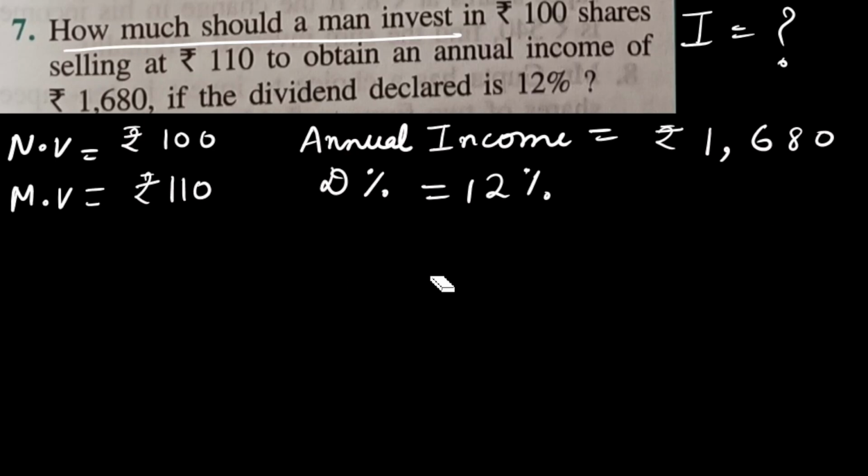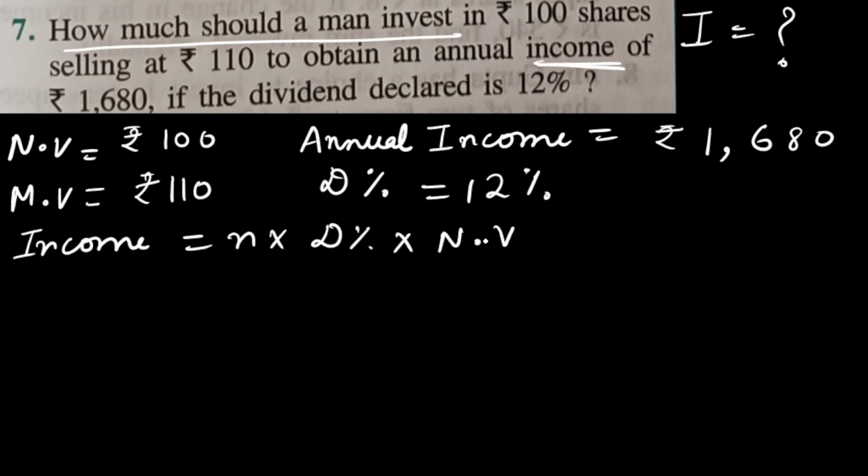So the income formula I'll use. Income means dividend, but I'll be writing income here, as this is the word used in the question also. Income is equal to number of shares into dividend percent into nominal value. Now let's substitute everything given to us. Income is 1680.